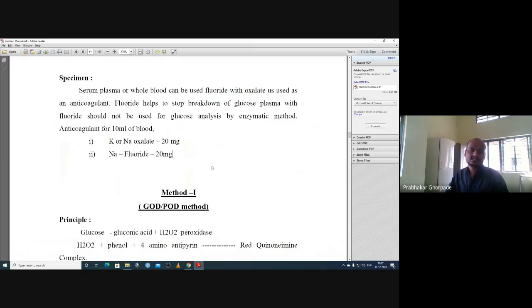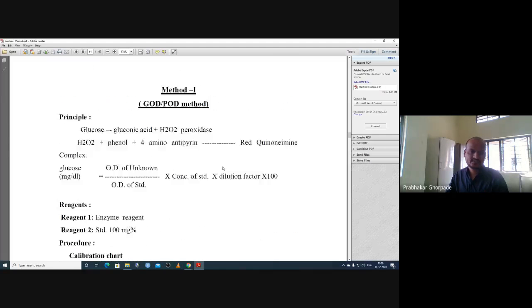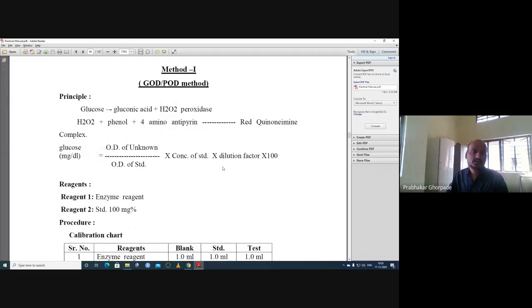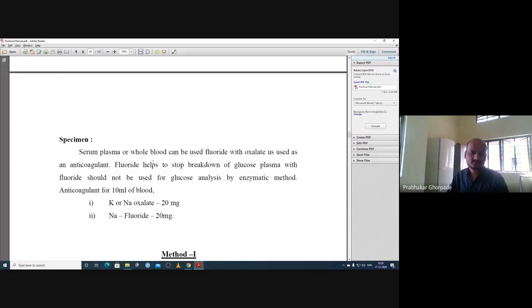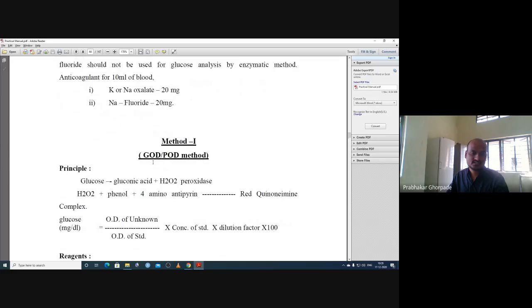And why are we using sodium potassium oxalate? If you are planning to use an anticoagulant, then you can use it, but ideally we use the serum sample for blood glucose estimation. Now coming to the method of estimation. There are three methods: the Folin-Wu method, the o-toluidine method, and the glucose oxidase method for glucose estimation. Let's see the glucose estimation.